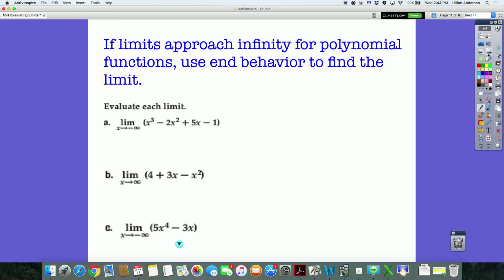Look at A. Show me with your arms. What does this function look like? Who remembers? It's been a while. This one's positive, and it's an odd power. So when it's positive and odd, it looks like this. Now you ask yourself, as x approaches negative infinity, which is going this way, what's happening to your y's? It's going to negative infinity.